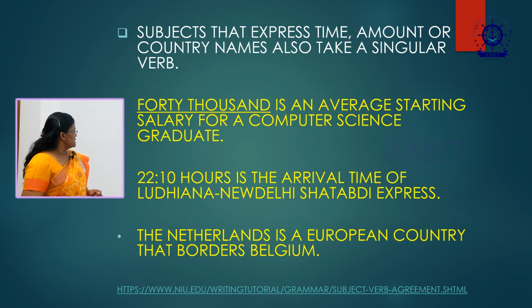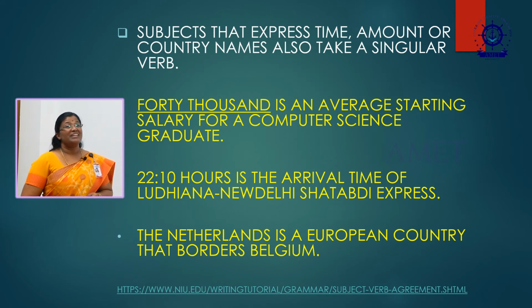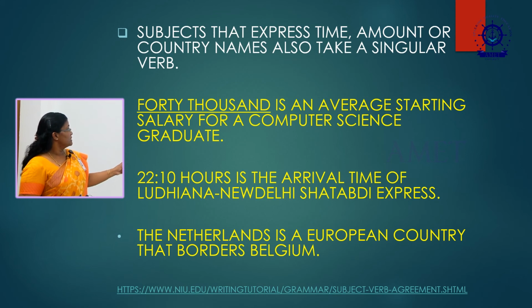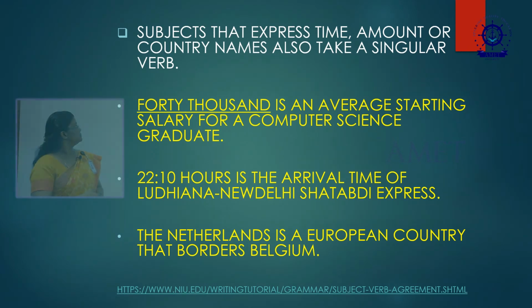The last sentence is, as I stated earlier, some words though they end with S, for example mathematics, physics, ethics, though they end with the letter S, are singular. Similar to the country name, the Netherlands ends with the letter S, but it is not plural, it is singular. The Netherlands is a European country that borders Belgium. It's again singular, which takes a singular verb.